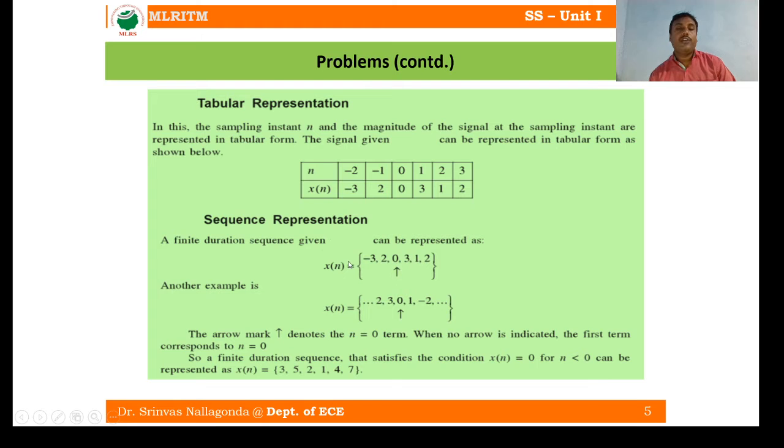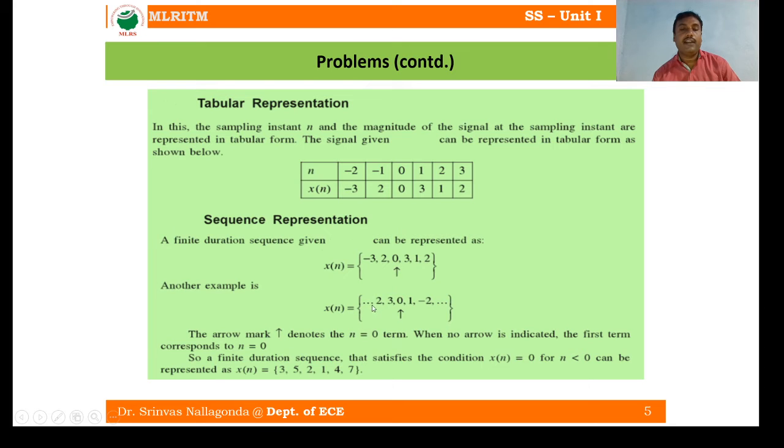So this way you are representing the sequence. Only these are the amplitudes. Okay, so based on this arrow, we are saying that discrete time instants are n is equal to 0, 1, 2, 3 on the right side, -1, -2 on the left side. Now we'll take one more example. x of n is equal to, all these sequence values we are putting in the flower bracket, right?